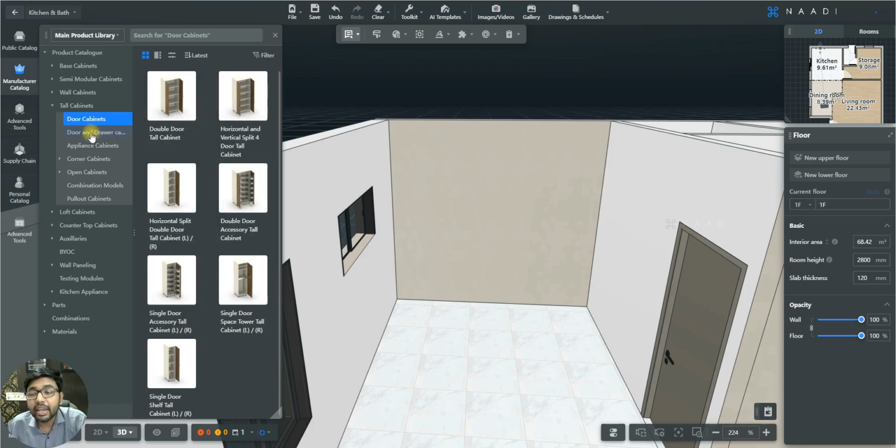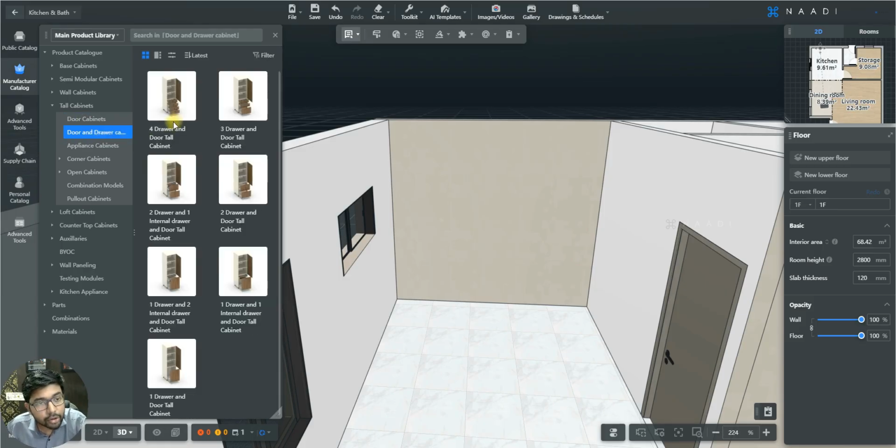Then comes the second category, which is door and drawer. In this category, on top you will have a door and at the bottom you will have a drawer. And we have addressed different configurations of drawer which you could go for, right? From single drawer, double drawer, triple and four drawer, or single drawer with one internal drawer, two internal drawers, same thing for double drawer with one internal drawer. All the feasible combinations are addressed here.